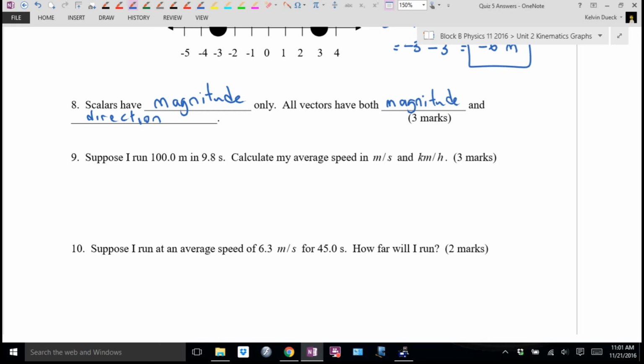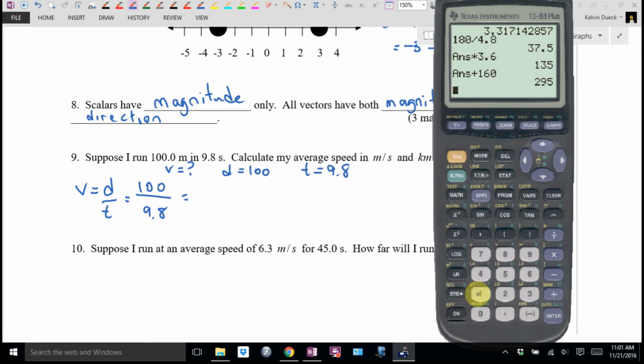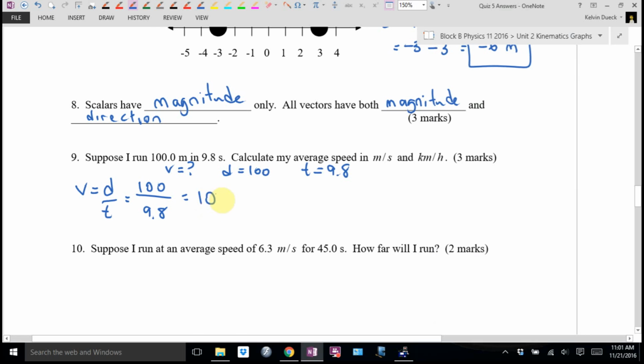Suppose I run 100 meters in 9.8 seconds. Calculate my average speed in meters per second. Okay. So V equals question mark, D is 100, T is 9.8. It is meters per second, so my units will match. It's going to be 100 divided by 9.8, which is going to be a little bit bigger than 10, because 100 divided by 10 is 10. So 100 divided by a little less than 10 will be a little more than 10. 10.2. And then they want kilometers per hour. Times by 3.6 or divide by 3.6?